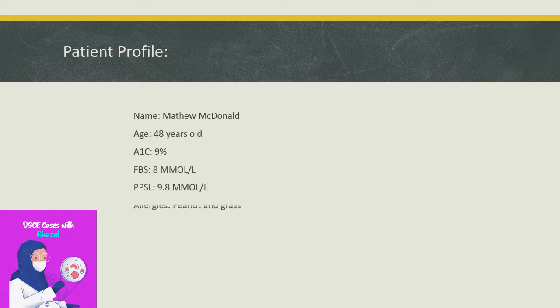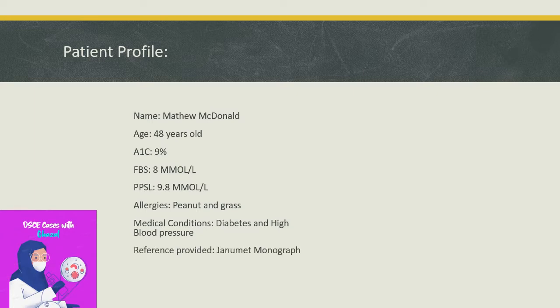So here we have a patient named Matthew McDonald. That doesn't matter. Age 48 years, A1C 9%. This gives you an idea that it's about diabetes, right? When you get the A1C, fasting blood glucose or random, allergies, peanuts and grass. The medical condition is diabetes and the reference is Genumet. Okay. The patient walks in with a prescription and hands it over to you.